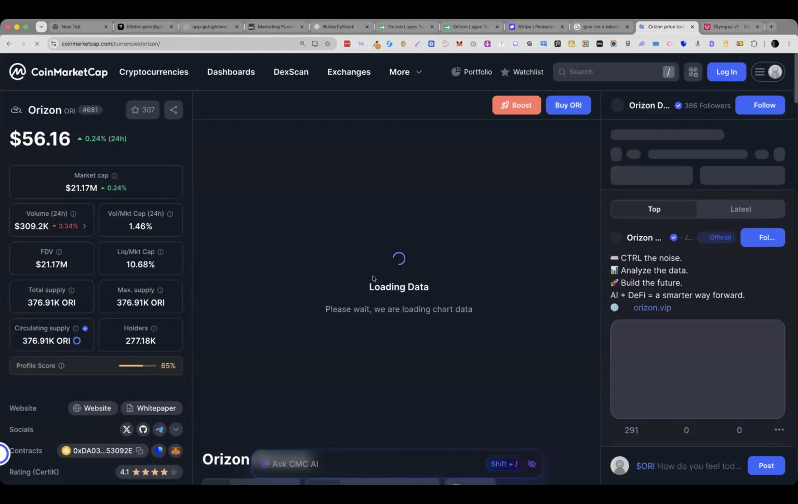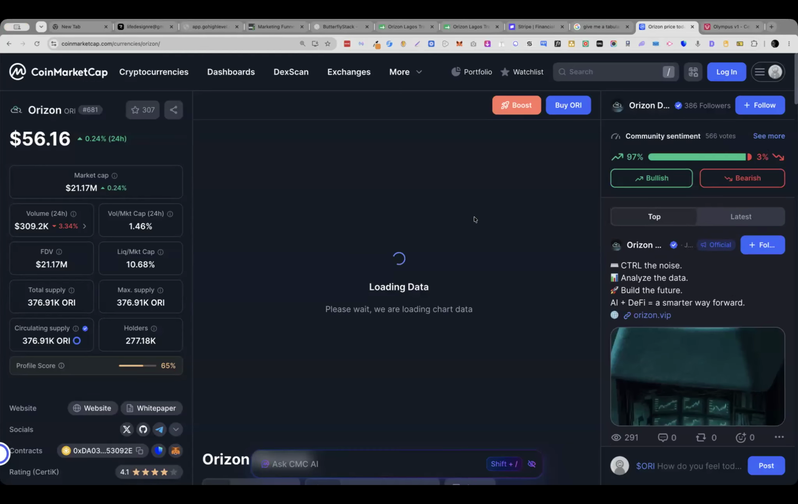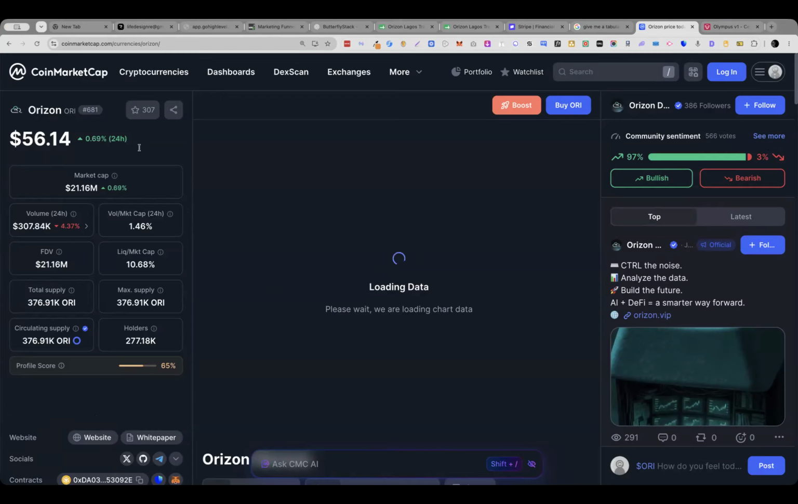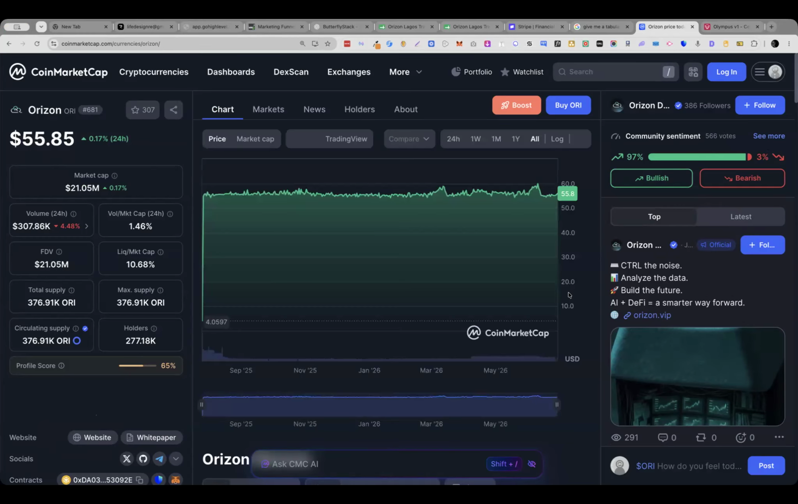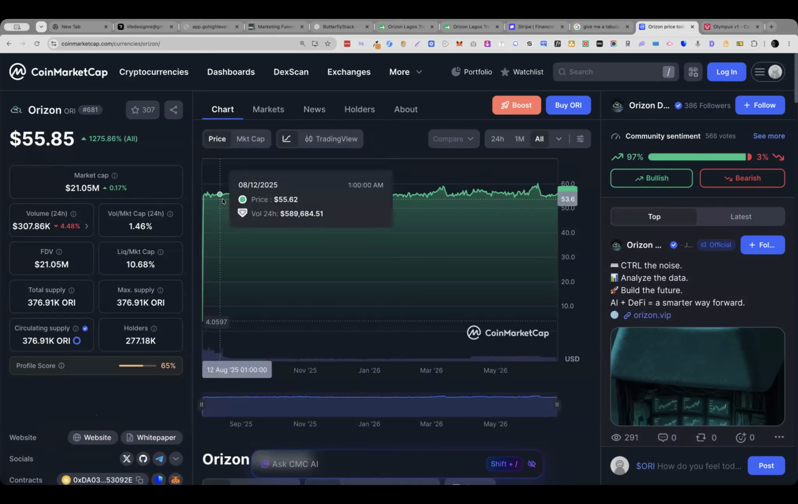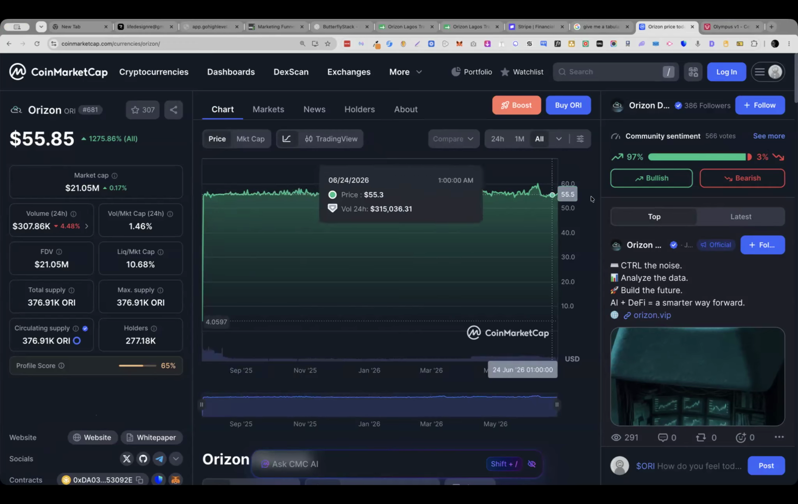So this is Horizon right now in the market. The graph is still loading. But as you can see, the price today is 56. Yesterday was 55. And like we said, what they have done is they've modified the model of Olympus DAO slightly to achieve this kind of price point. The price is 55.85. That's what it is today. So as you can see, the price is fairly stable.